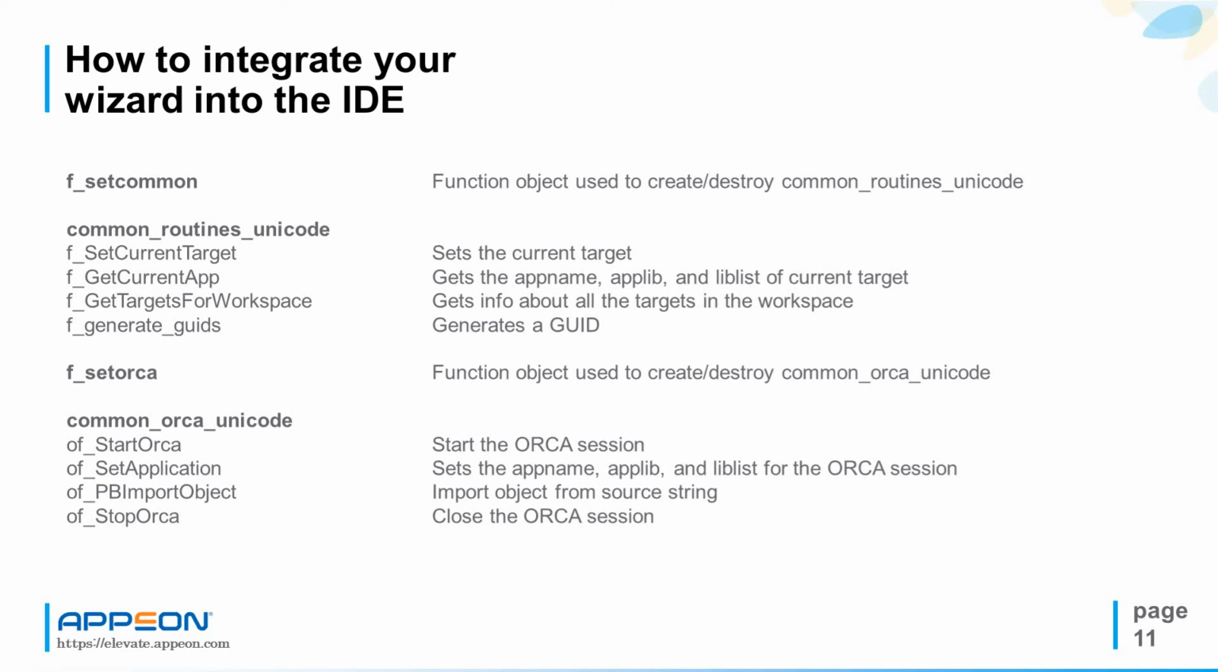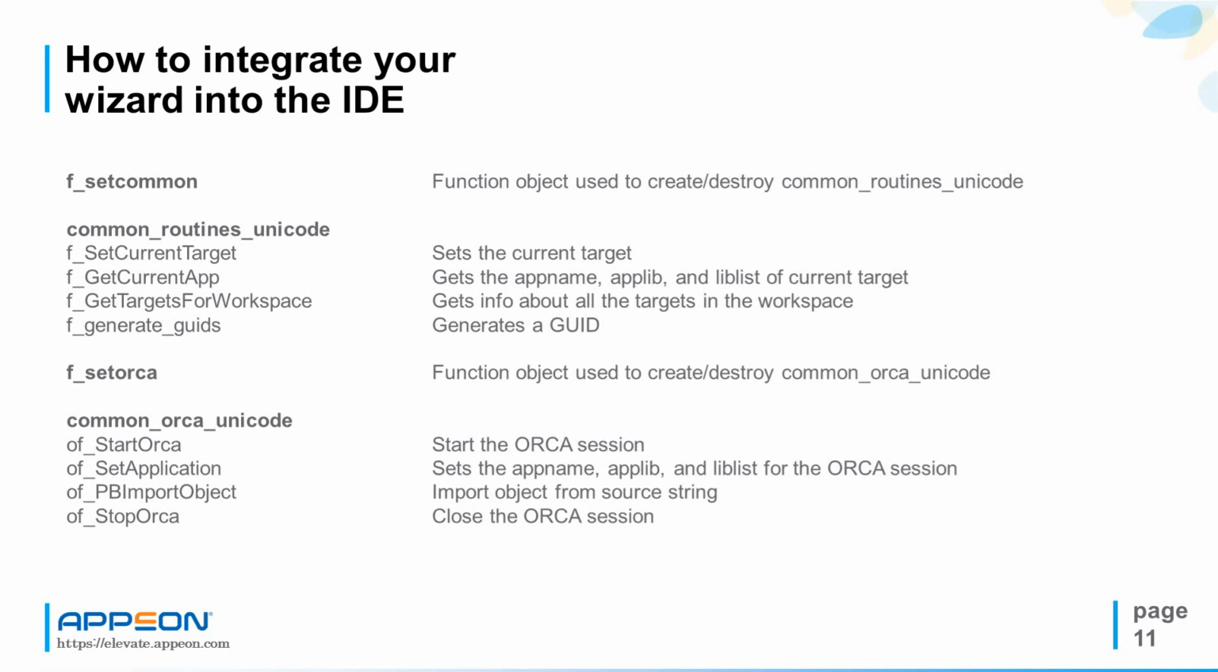Some of them are fsetCurrentTarget, which sets the current target, fgetCurrentApp, which will return the app name, the app library, and the library list of the current target. fgetTargets for workspace will return information about all the targets in your workspace. And fgenerateGUIDs, and that will generate a GUID ID, which is, as you'll see later, required for adding items to the new window.